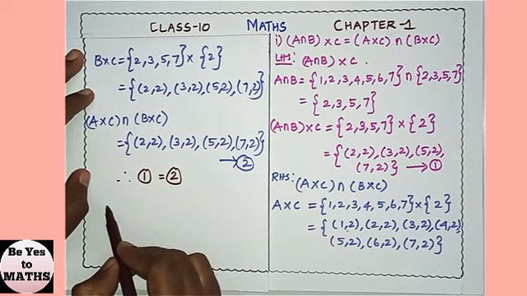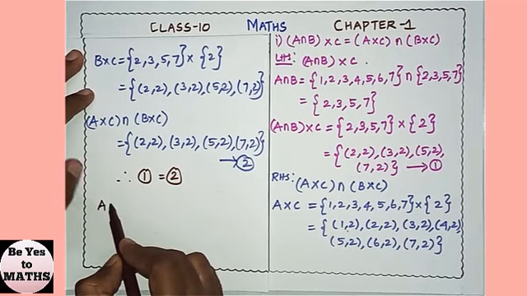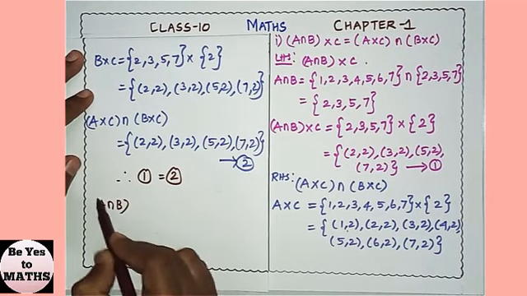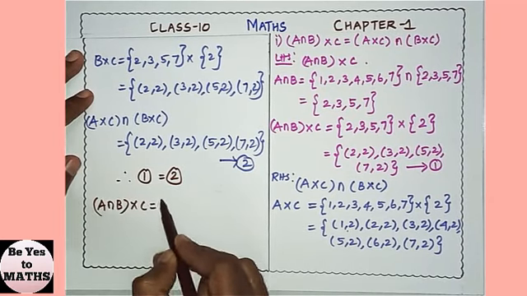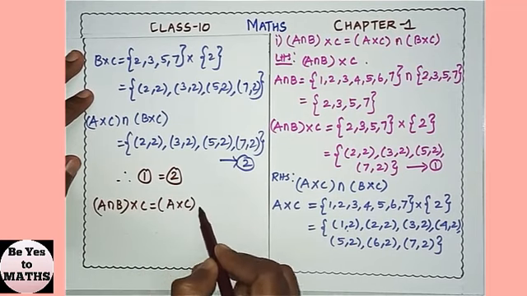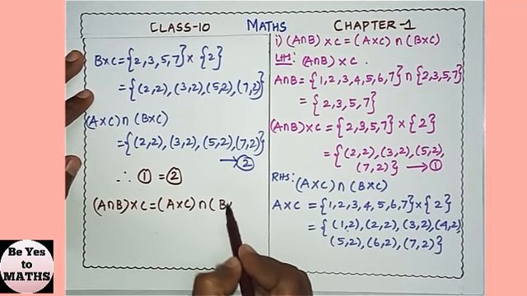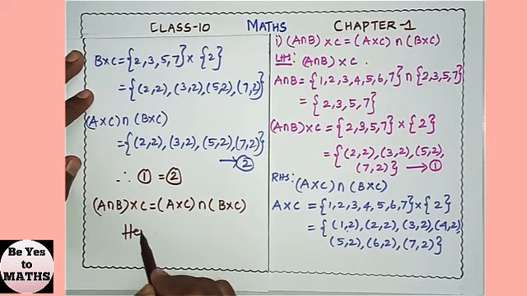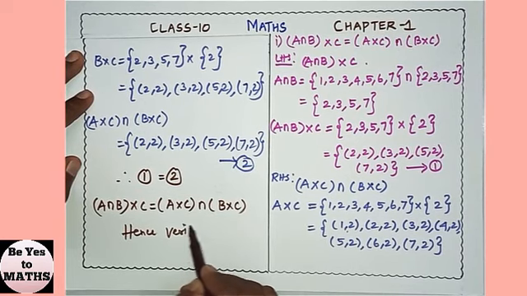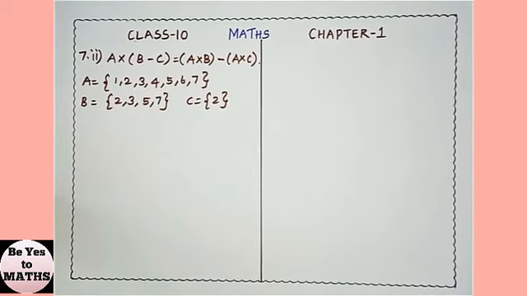So the condition A intersection B cross C is equal to A cross C intersection B cross C. Hence verified. Now we'll solve the second subdivision from the seventh question. Here we have A cross B minus C is equal to A cross B minus A cross C.